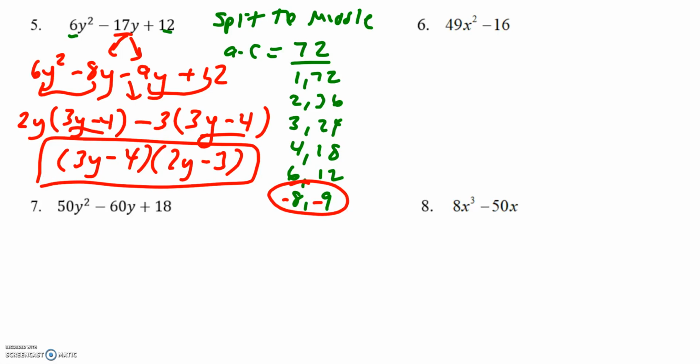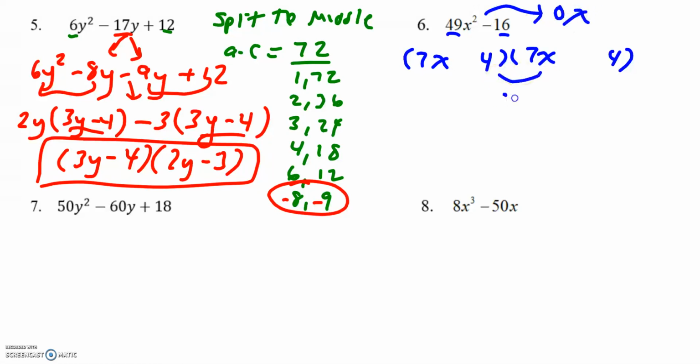Number 6. I noticed that I have a binomial, not a trinomial, but let's ask the questions in order. Do I have a greatest common factor? No. Are there 4 terms to group? No. Do I have perfect squares on the ends? Yes, I do. So when I have perfect squares, you can avoid the method on number 5 and think about square roots. What times what gives you 49x squared? 7x times 7x. What times what gives you 16? 4 times 4.